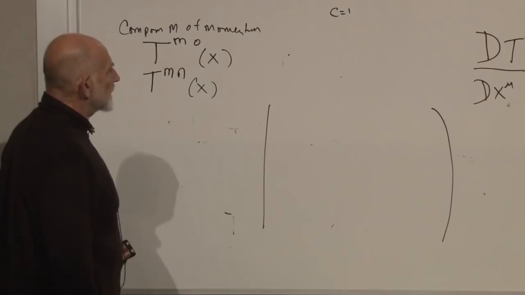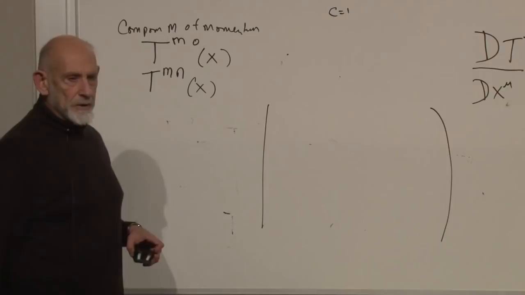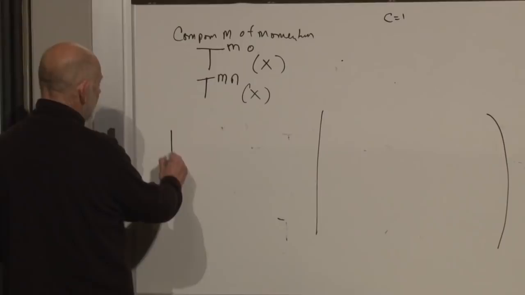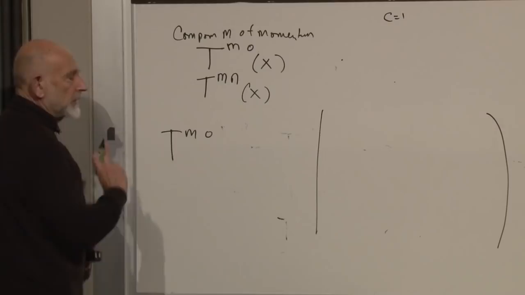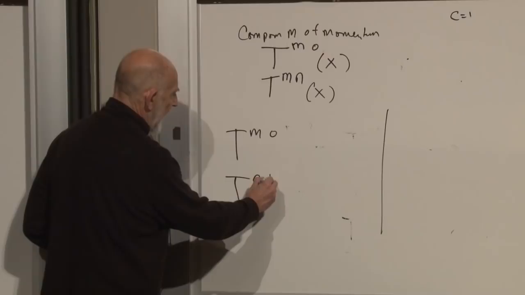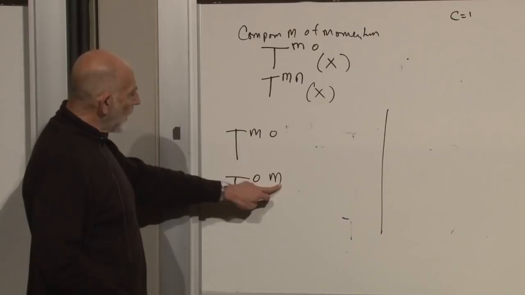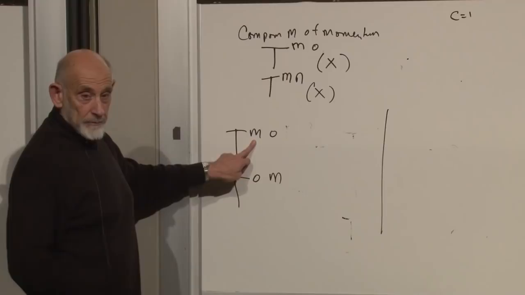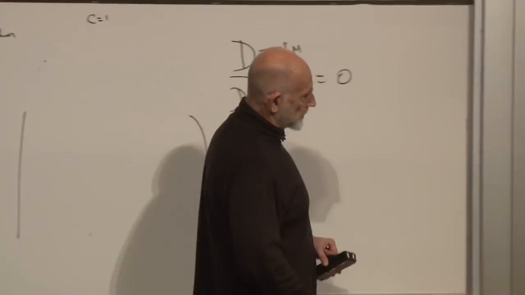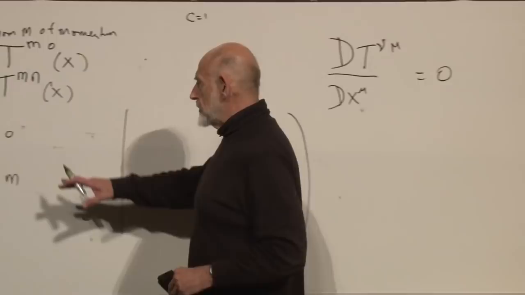The energy momentum tensor has an interesting property which I have not proved. But for example, take T m naught. That is the density of the mth component of momentum. Compare it with T naught m. That's the flow of the energy. This is flow of energy. This is density of momentum. It's a general property of relativistic systems, which I'm not going to prove now, which tells you that this matrix is symmetric. T m naught is equal to T naught m.